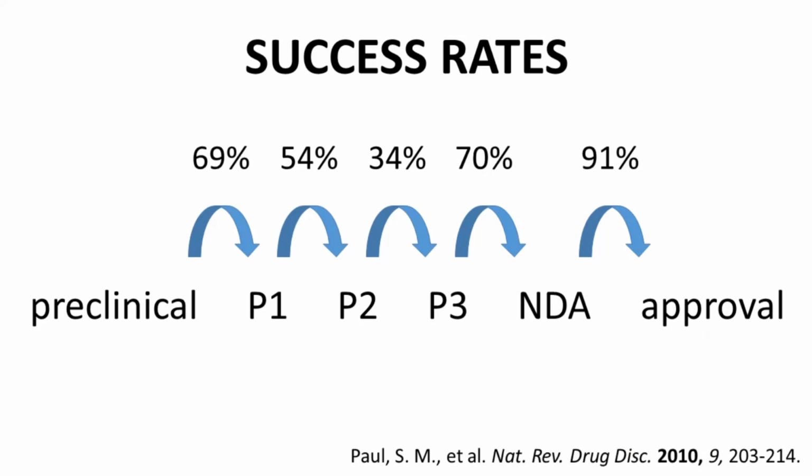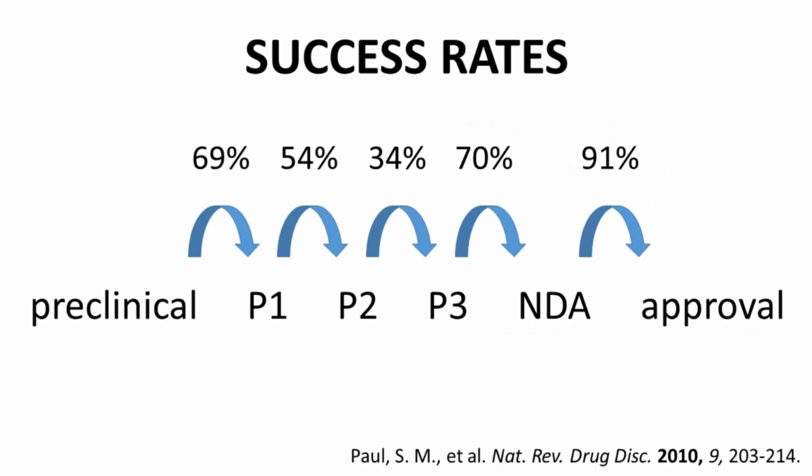The reference is at the bottom of the screen. The percentage of programs that advance a molecule from preclinical research into phase 1 trials is 69%. Phase 1 to phase 2 is 54%, phase 2 to phase 3 is 34%, phase 3 to NDA is 70%, and NDA to approval is 91%.